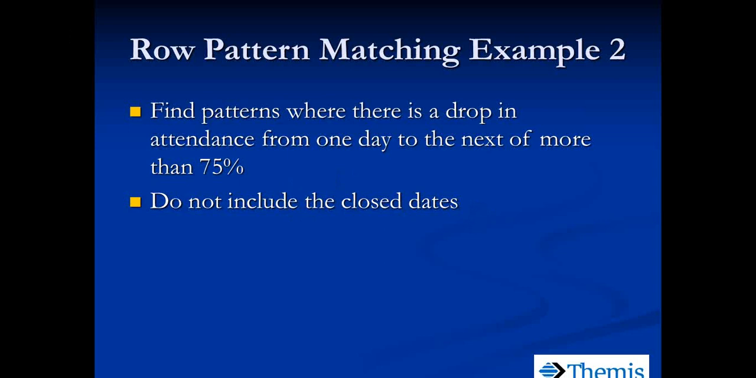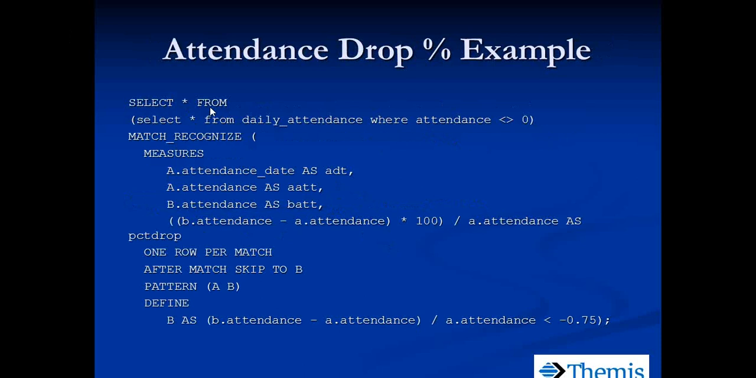So take a look at my example here. Select star, what's my input to the pattern matching? I'm selecting from the daily attendance, but I'm only doing that where the attendance is not equal to zero, because I don't want those zero dates. Match recognized, and then here comes my measures. I'm going to display the attendance date, the attendance. Now notice on the attendance I have A and B here. These quantifiers on the front are important. A will be the row that I'm looking at. B will be the next row. And how do I know that? I'm going to define that down here at the bottom.